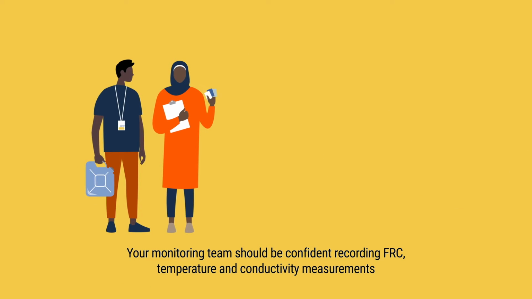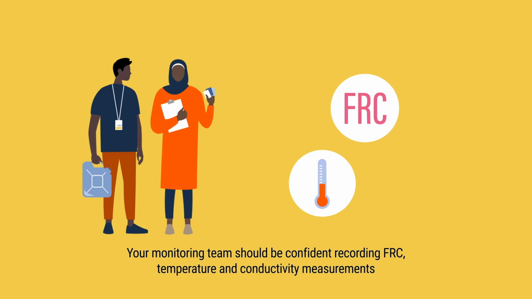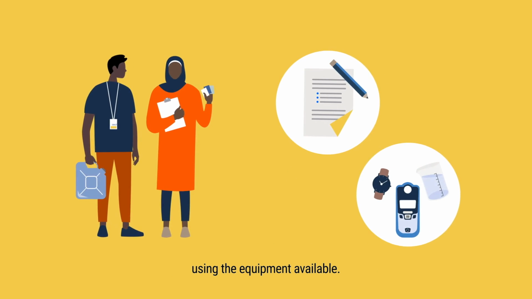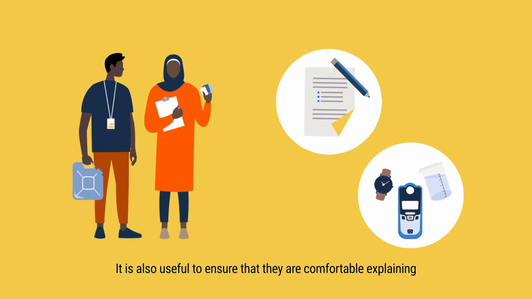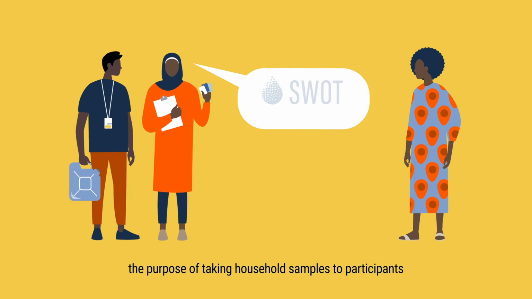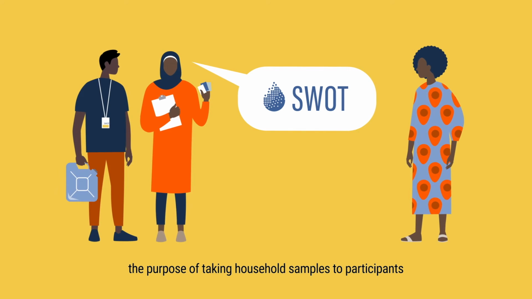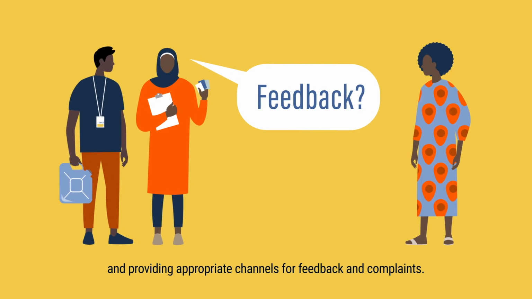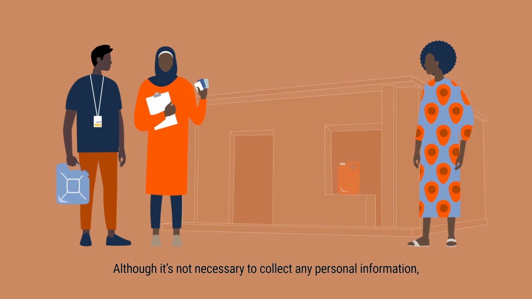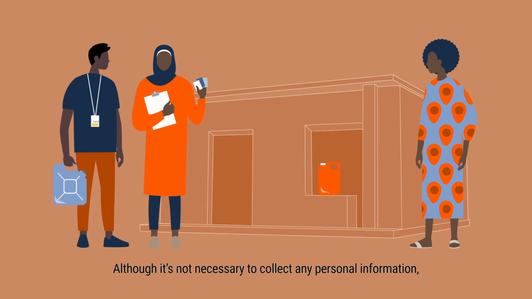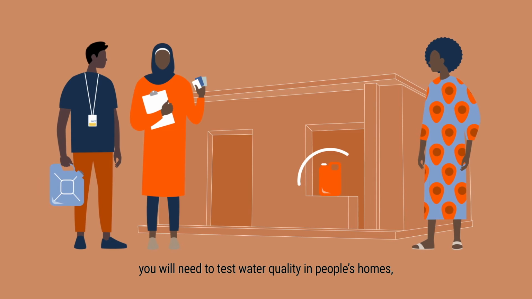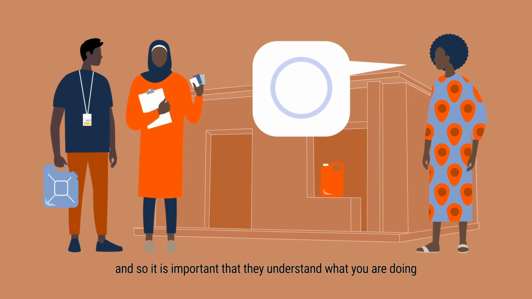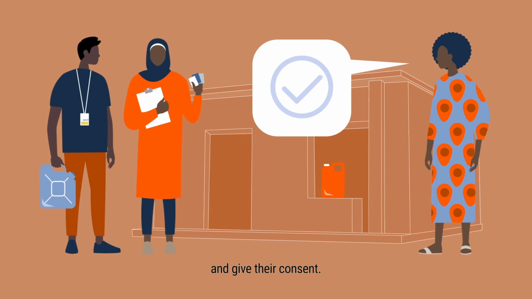Your monitoring team should be confident recording FRC, temperature and conductivity measurements using the equipment available. It's also useful to ensure that they're comfortable explaining the purpose of taking household samples to participants and providing appropriate channels for feedback and complaints. Although it's not necessary to collect any personal information, you will need to test water quality in people's homes, and so it's important that they understand what you're doing and give their consent.